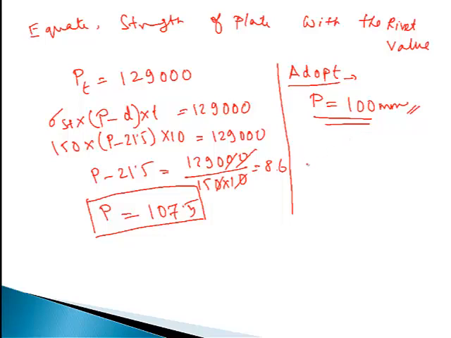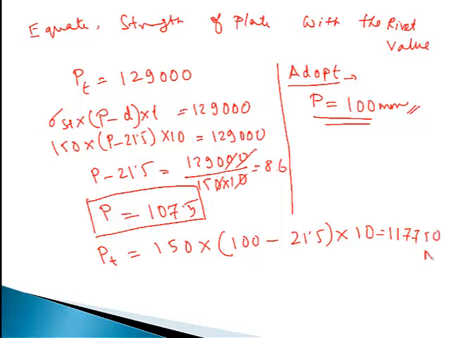Now what will be the strength of plate? PT will be 150 into (100 minus 21.5) into 10. Just do the calculation. It will be around 117,750 Newton. So this is the strength of plate.